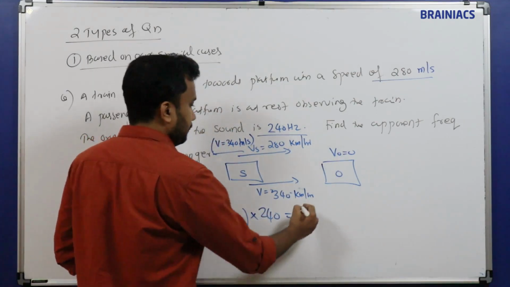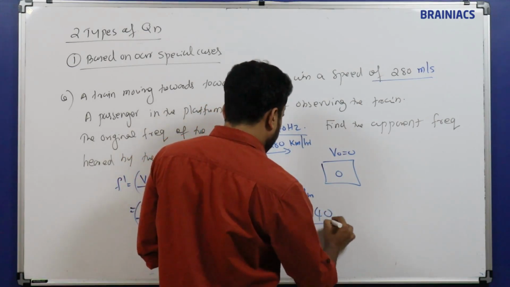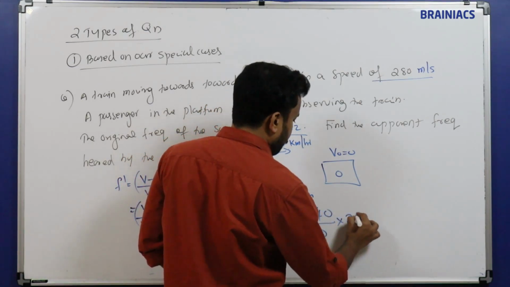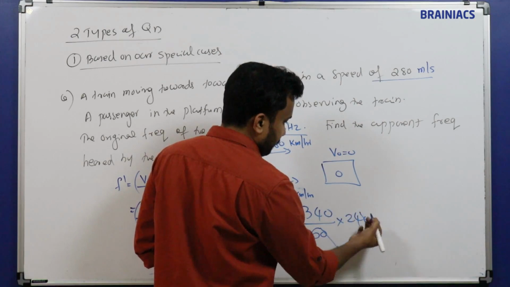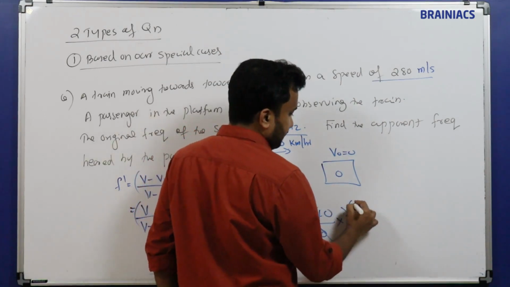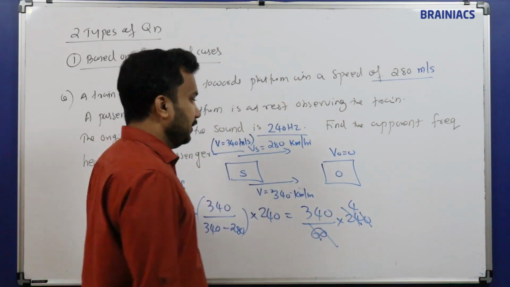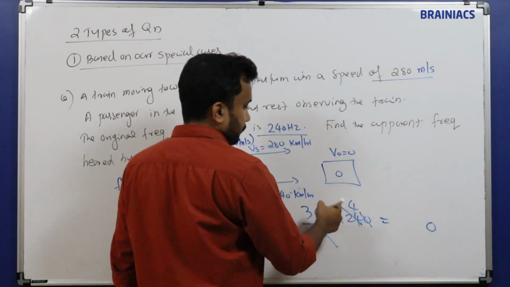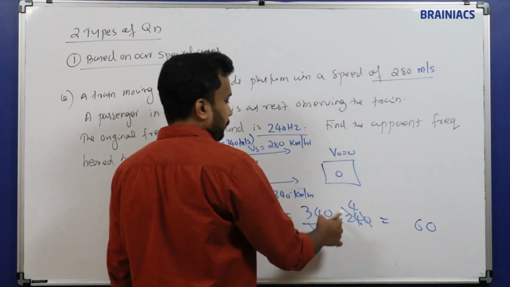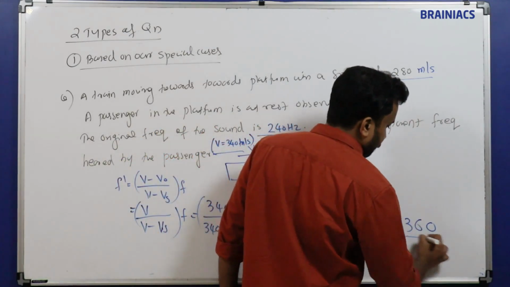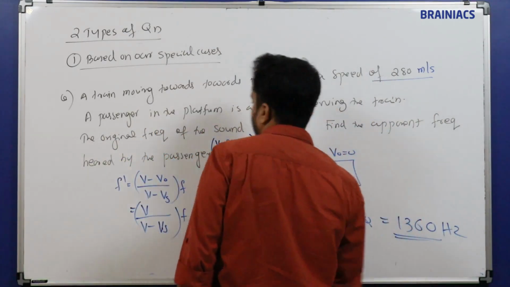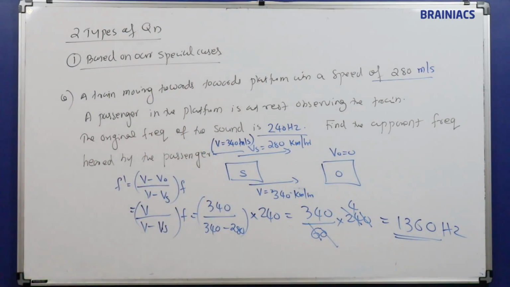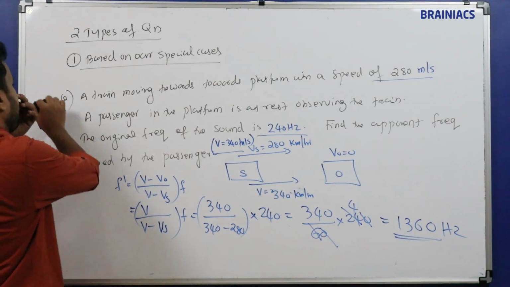So in a simplify ചെയ്യണം. So 340 divided by 60 into 240. ഇതിൽ 0 cancel ആയി. 6 with 4 cancel ആകുമ്പോൾ just 4 വരും. ഇനി 4 into 4 0. 4 into 0 0. 4 into 4 16. Balance 1. 4 into 3 12 plus 1. 1360 heads എന്ന ആൻസർ വരും. 1360 heads. ഓക്കെ, ഇതാണ് ടൈപ്പ് 1 കാറ്റഗറിയിൽ വരുന്നത് ബേസ്ഡ് ഓൺ അവർ സ്പെഷ്യൽ കേസസ്.